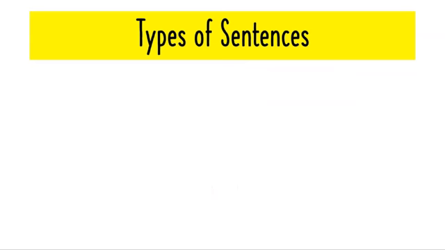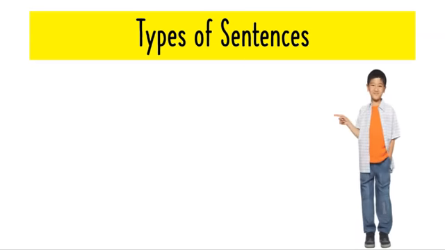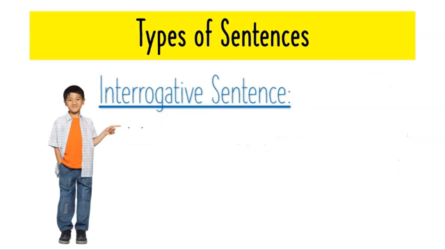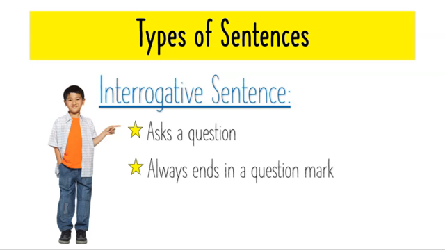The next type of sentence we'll talk about is interrogative. An interrogative sentence asks a question, and it always ends in a question mark.